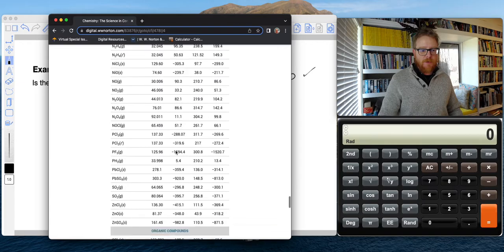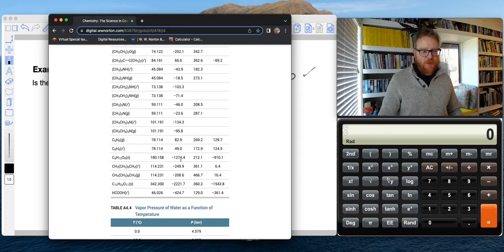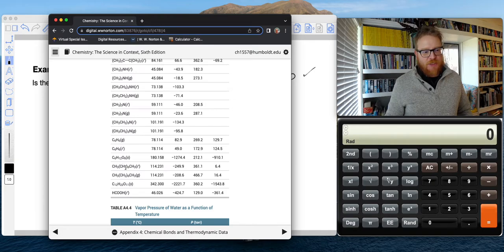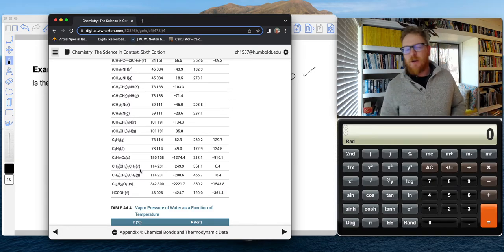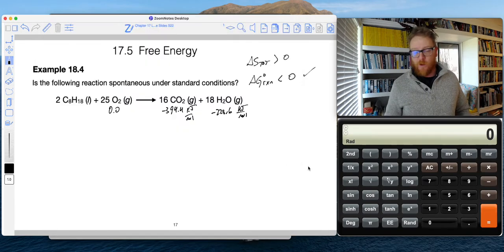The last thing we need to look up is octane, and that's going to be under organic compounds. I had to scroll all the way to the bottom to find this earlier. I know that this is not totally obvious to you, so we want the liquid, and it's this compound right here, CH3, CH2, 6, CH3. If we were to count up all the atoms in that formula, that would be C8H18. Because 6 times 2 is 12, plus 3 is 15, plus 3 is 18, and then we've got 1 through 8 carbons. So that's our octane, and you can see it's 6.4.